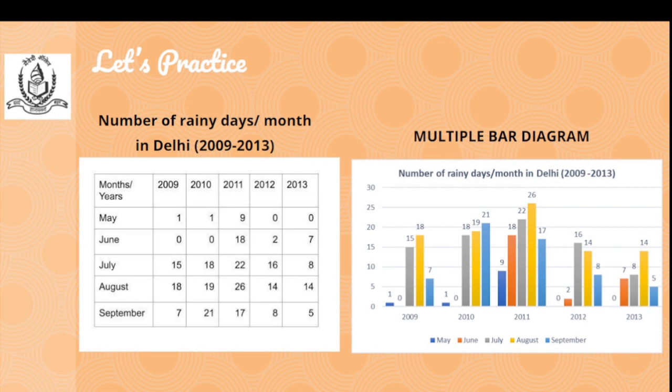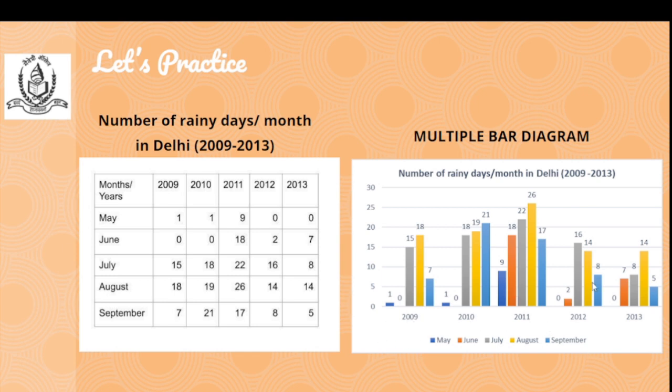Now let us try to understand how to draw a multiple bar diagram. The data set that we have used for understanding the making of this diagram is the number of rainy days per month in Delhi from 2009 to 2013. Here we have taken data of 5 months. For making a multiple bar diagram, on the x-axis each year is considered as one particular cluster or one particular time period: 2009, 10, 11, 12 and 13.